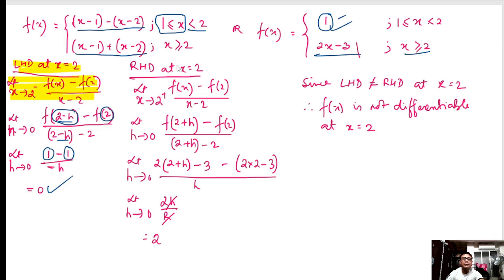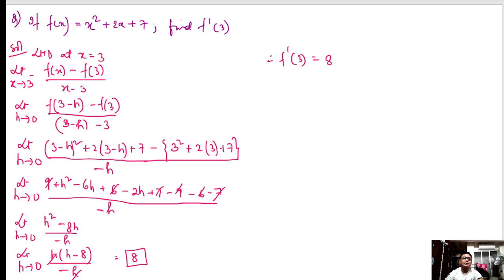Now testing the right hand derivative at x equal to 2. This is our format to write. In place of x I will put 2 plus h, and I will choose the second equation. In place of x I will put 2 plus h. Here in place of x I will put 2. It comes out to be 2. Okay, now the left hand derivative is not equal to the right hand derivative at x equal to 2, so it is not differentiable at x equal to 2.